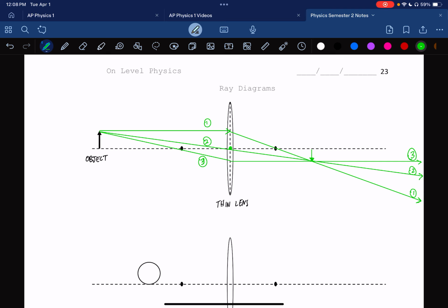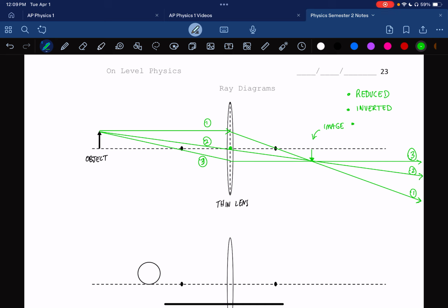Okay, cool. So this is the image. You must know that that is the image produced. Notice that it is not as tall as the object, so we say that it is a reduced image. That means it's literally smaller in size. Notice that it is upside down, so this is an inverted image as opposed to upright. Reduced as opposed to enlarged.